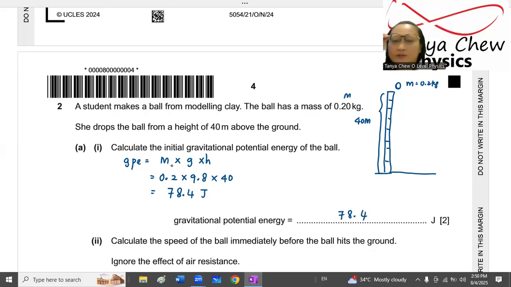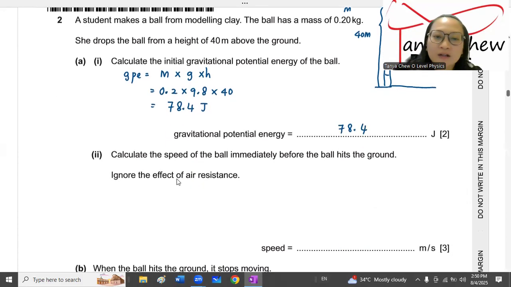78.4 joules is the answer. And the second part: calculate the speed of the ball immediately before the ball hits the ground. Ignore the effect of air resistance. Now, this is super good news. When they ask you to ignore the effect of air resistance, our calculation is very, very simple.